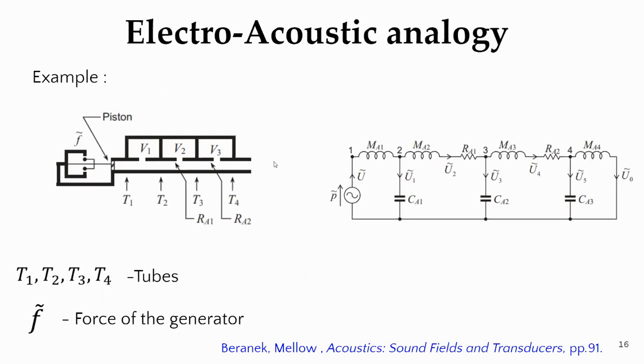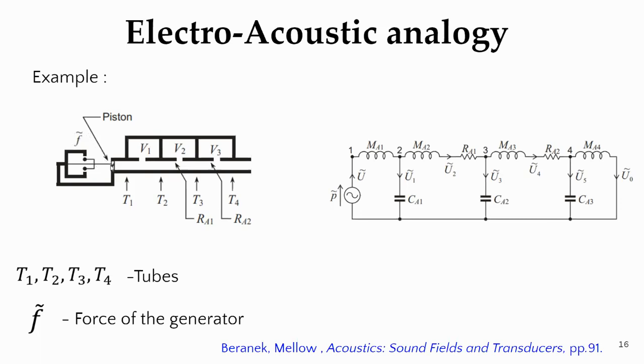Now, this is an example that I used to familiarize with the concept of the analogous electric circuit. Basically, a constant force is acting. T1, T2, T3 are the tubes, V1, V2 are the empty volumes, and R_A1, R_A2 are the resistance meshes. As it was given that the force acting is constant.